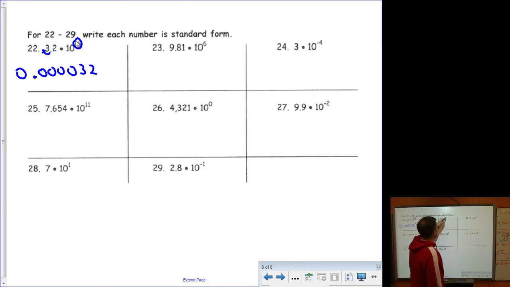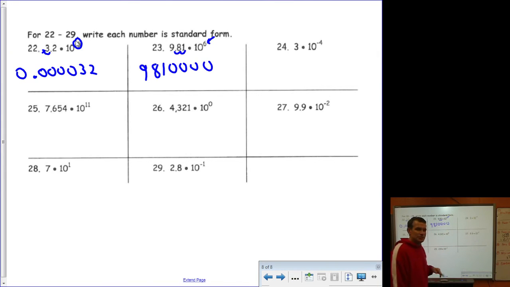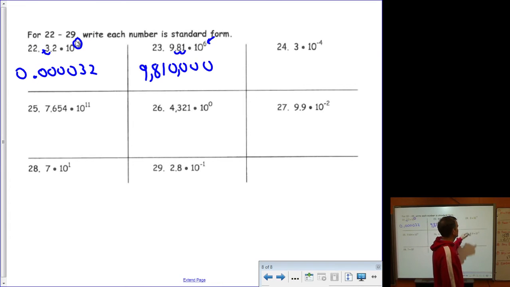This one, I'm going to move the decimal 6 spots. So 2 spots and 4 zeros. 9, 8, 1, and 4 zeros. And you need to put your commas in the right places, right? Every 3 numbers get a comma. So it'd be 9,810,000.